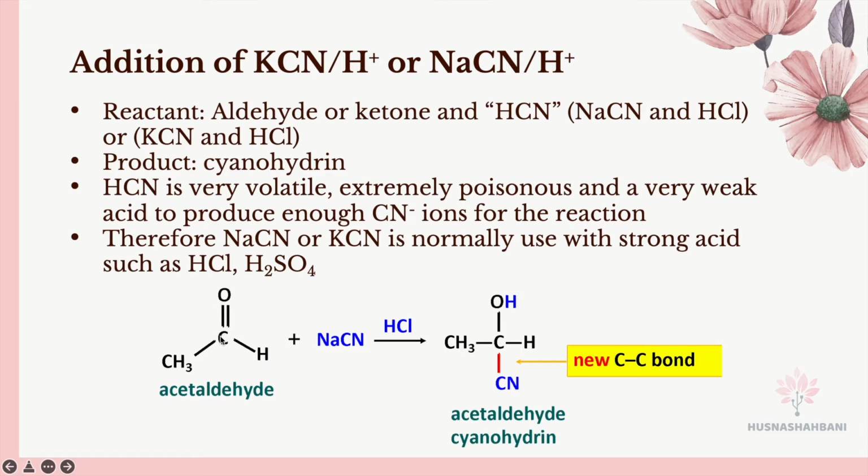This C double bond O, this carbon will be the carbon attached to OH. The double bond O here will be converted to OH, and then this C will form one more new carbon, CN. This addition of KCN or NaCN is very useful if you want to add one more carbon. If you look here, initially we have 2 carbons only, but in the product we have 3 carbons. If you want to add one more carbon, this reaction is suitable.